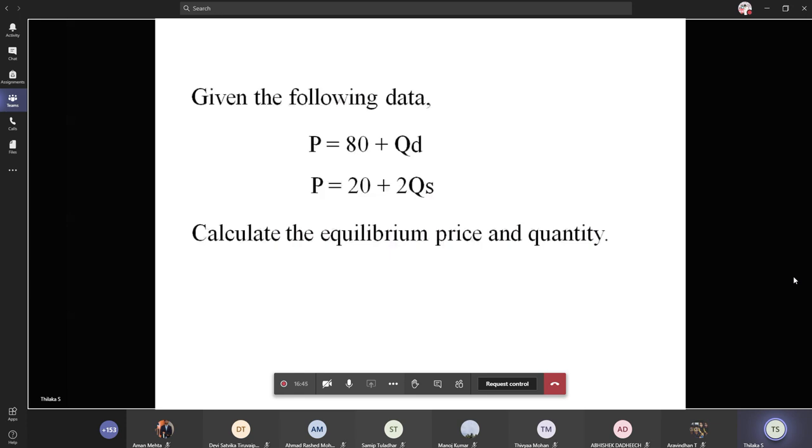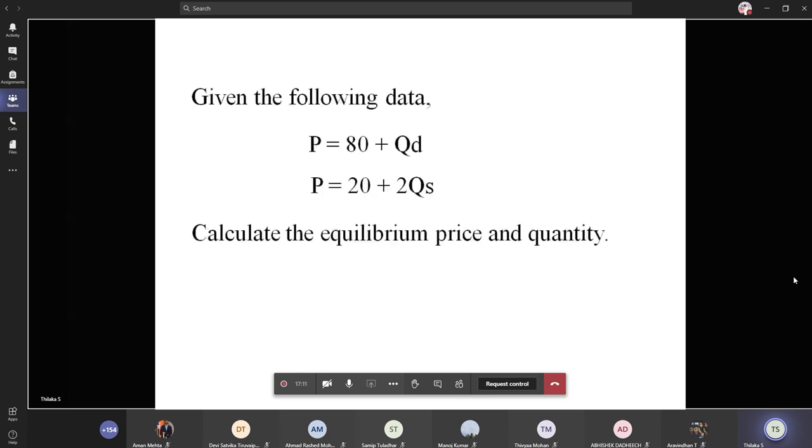And always you will get a single quantity value, that is QD is equal to QS. The same Q will be maintained as the quantity demanded and the quantity supplied, because that's the equilibrium point, both are equal. So you will get an answer for P as well as Q.